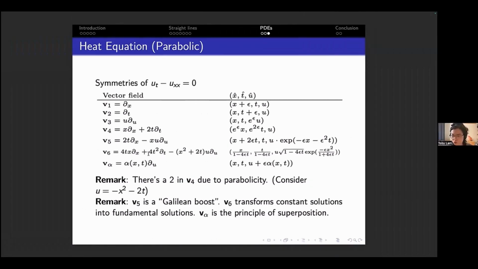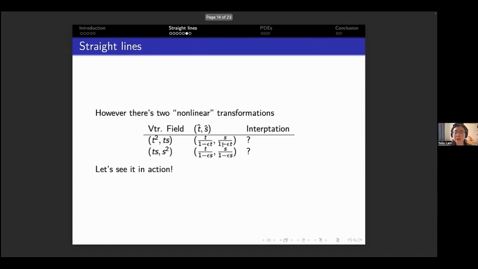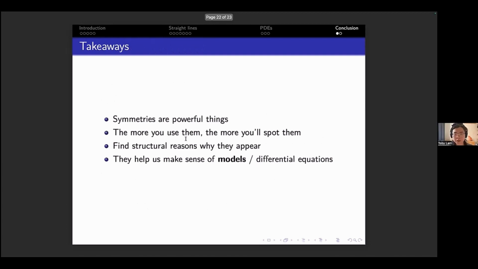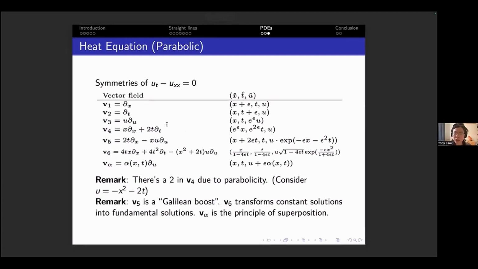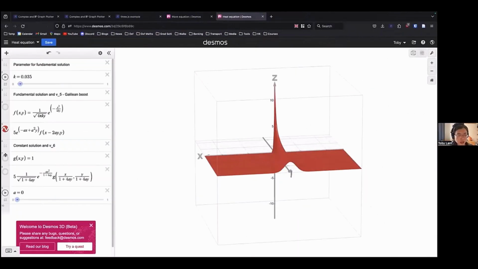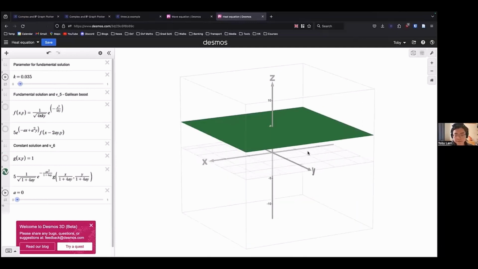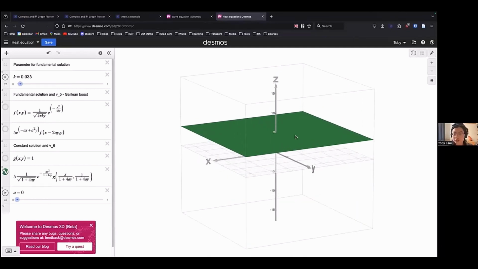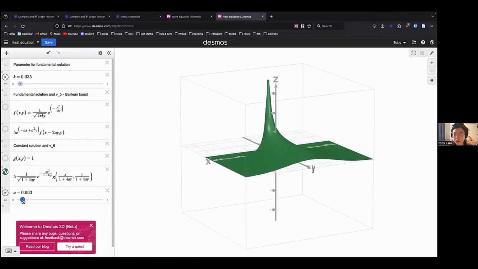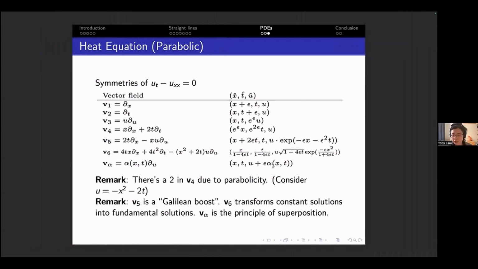Finally, there's this very weird, very annoyingly looking V6 here. But once again, this actually looks really similar to the nonlinear transformations of straight lines that we were just seeing, right? We have this x over 1 minus 4 epsilon t, t over 1 minus 4 epsilon t, but this is exactly what we've seen here before. So now, in fact, it turns out that V6 actually transforms constant solutions into fundamental solutions. So in here, this is the constant solution to the heat equation. As I apply the symmetry, it becomes the fundamental solution. Fine. And so that's it.